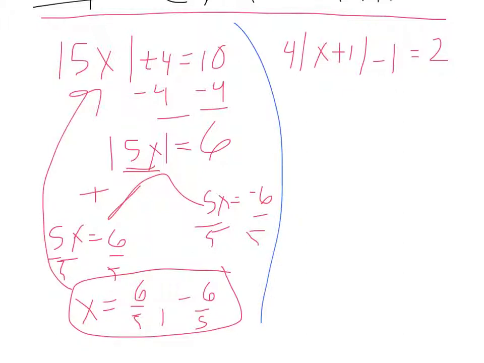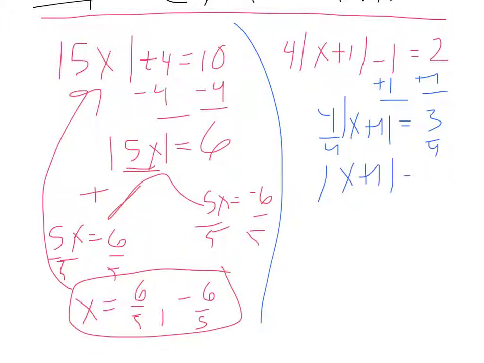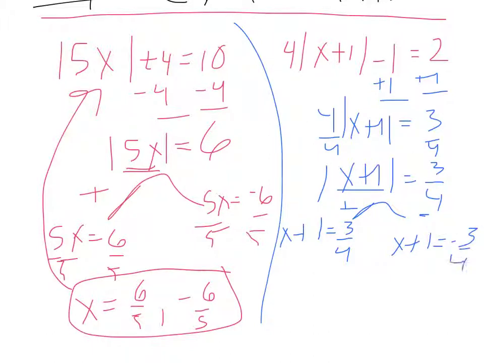Looking at this one over here, we want to isolate the absolute value again. So we have plus 1, plus 1. So we have 4 absolute value of x plus 1 equals 3, divided by 4. So the absolute value of x plus 1 equals 3/4. So once we've isolated this absolute value, we want to consider the positive and negative solutions. That is, this could be 3/4, so x plus 1 equals 3/4. Or we have the negative solution, x plus 1 equals negative 3/4.